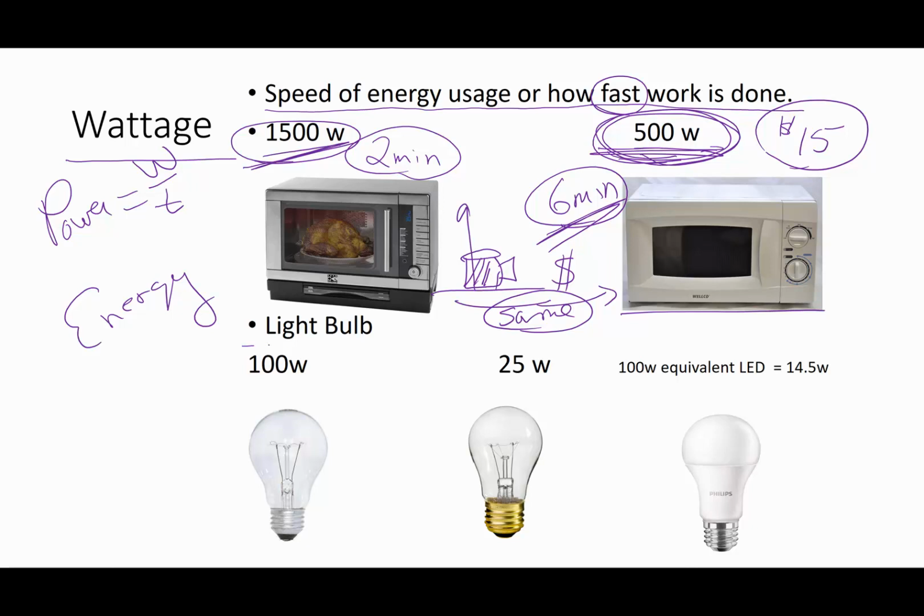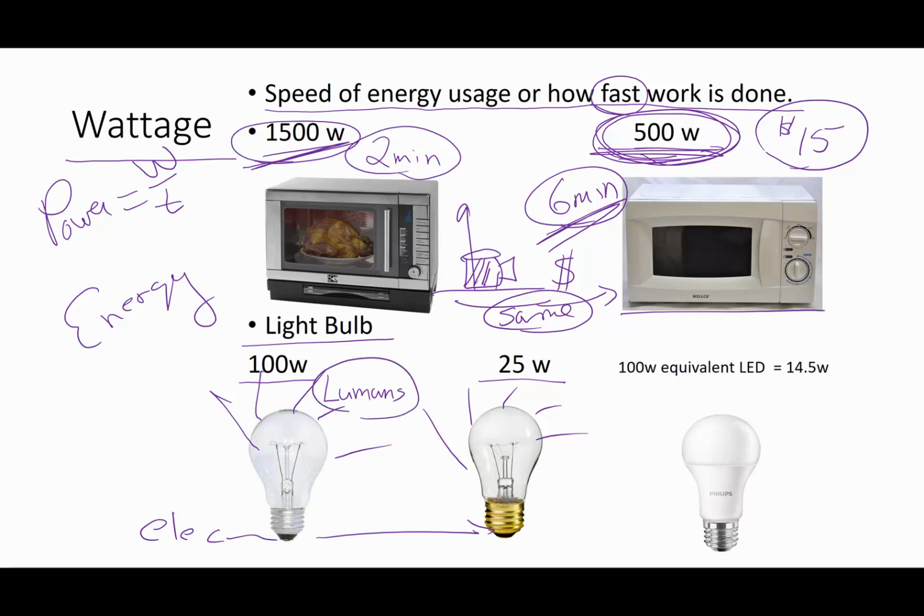Now, another thing I'm pretty sure you've encountered is light bulbs. A 100-watt light bulb and a 25-watt light bulb. This is how quickly electricity can be transformed into light. Well, in a 100-watt light bulb, you're going to get a lot more lumens, which are a measurement of how much light something emits, compared to a 25. A 25-watt light bulb is going to have about 1/4 the lumens of a 100-watt light bulb.